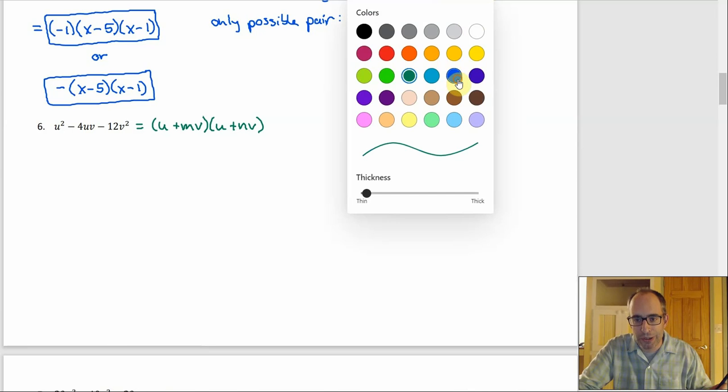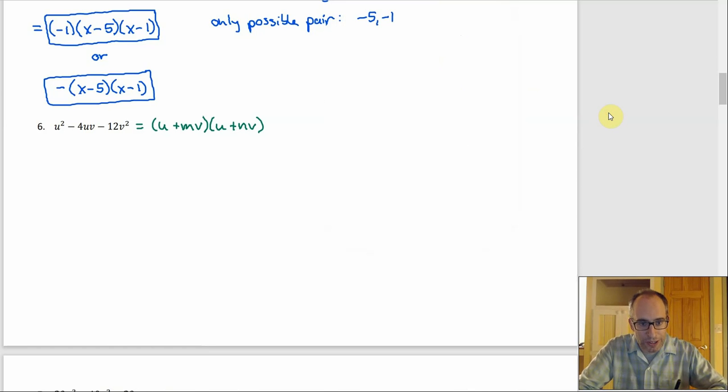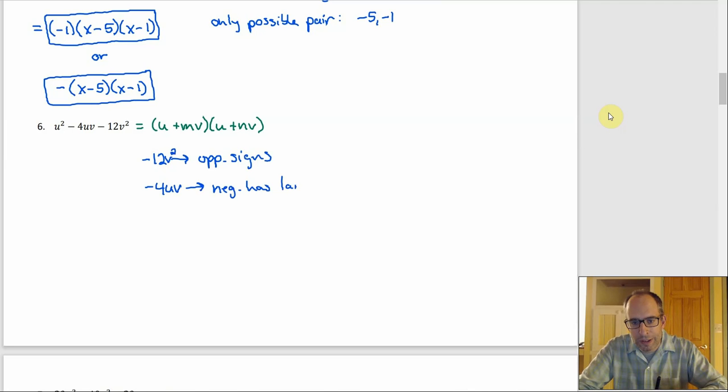And strategically, we're still kind of doing the same stuff, where we're looking at this and we're going, all right, well, -12, that means that your m and n should have opposite signs, right? And then the -4, I guess I should write that as -12v squared and -4uv. So the -4uv is telling you that the negative has the larger absolute value.